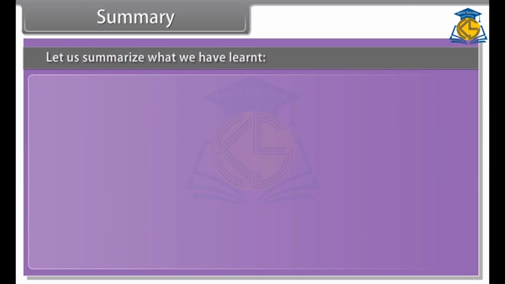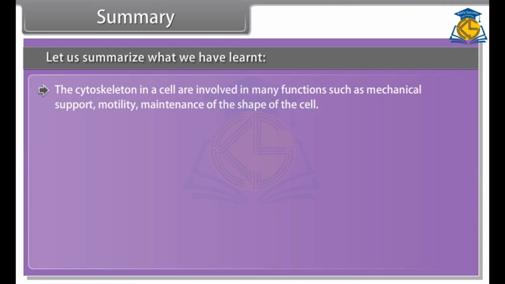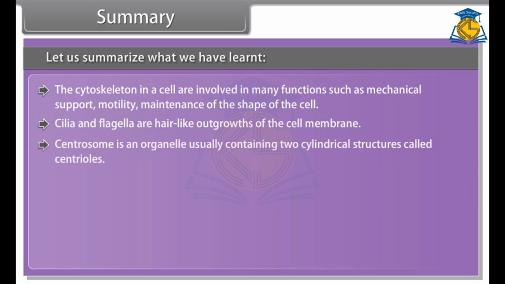Summary. Let us summarize what we have learnt. The cytoskeleton in a cell is involved in many functions such as mechanical support, motility, and maintenance of the shape of the cell. Cilia and flagella are hair-like outgrowths of the cell membrane. Centrosome is an organelle usually containing 2 cylindrical structures called centrioles.